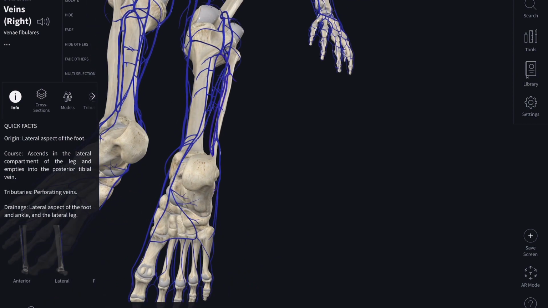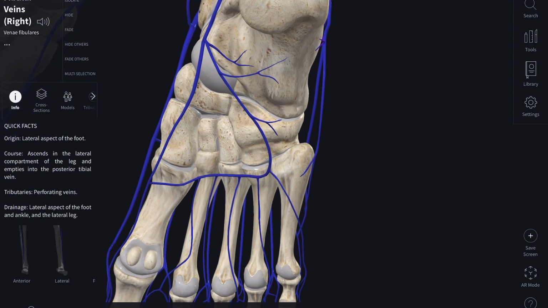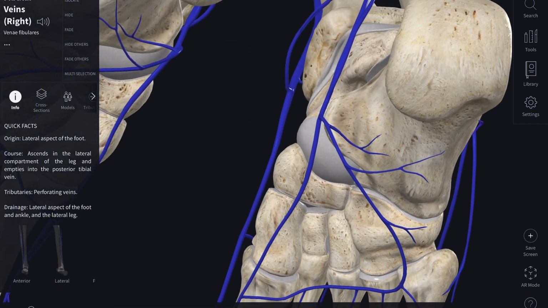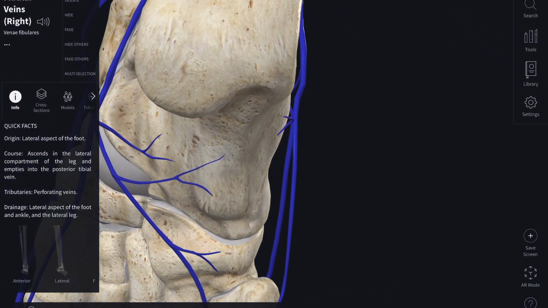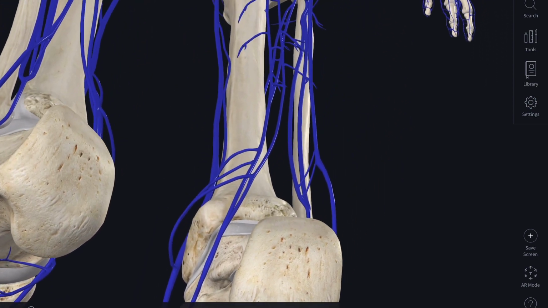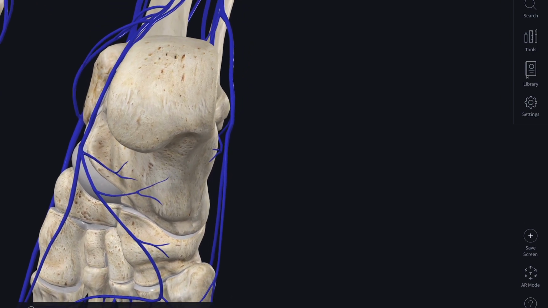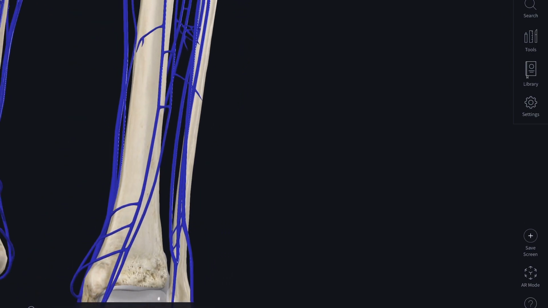So now again, quickly, let's recap the plantar side. We have a plantar venous arch. This plantar venous arch has a medial plantar vein and a lateral plantar vein. The medial plantar vein will drain and continue posteriorly as the posterior tibial vein, and the lateral one is going to drain laterally as the fibular vein.